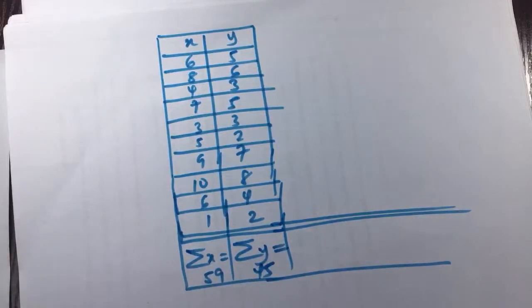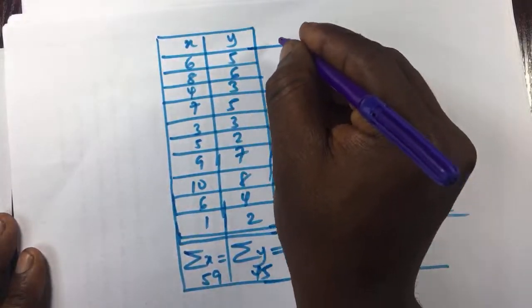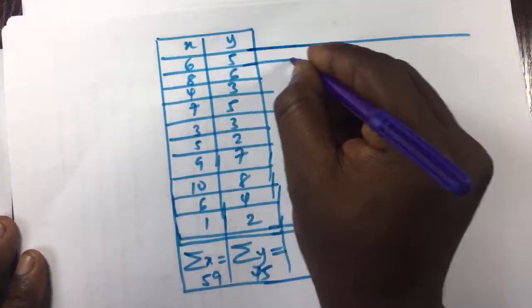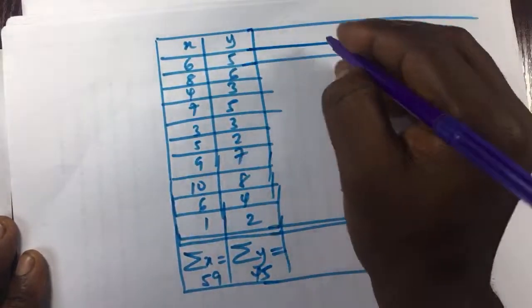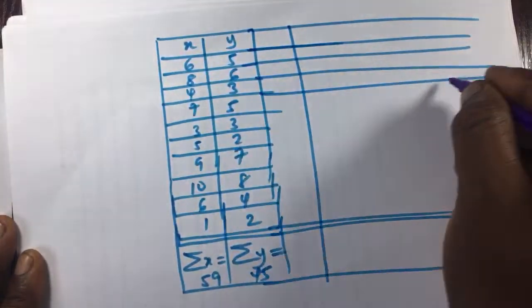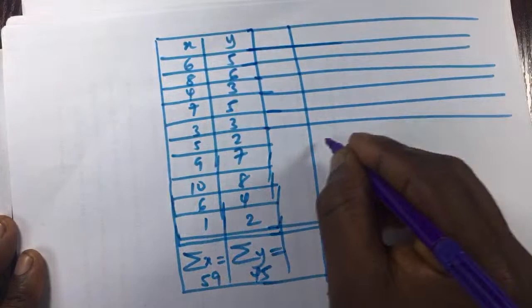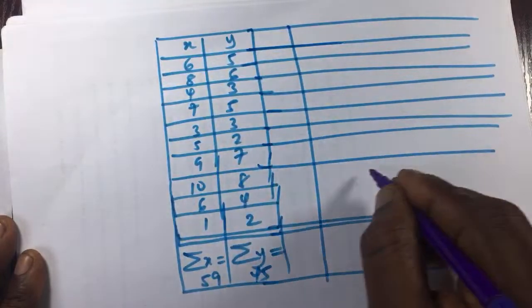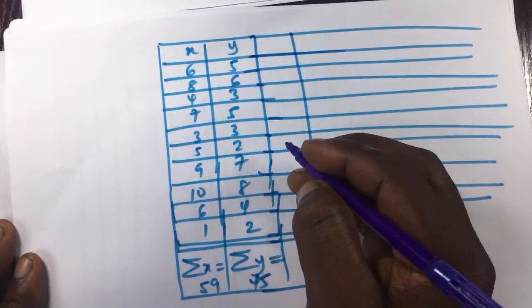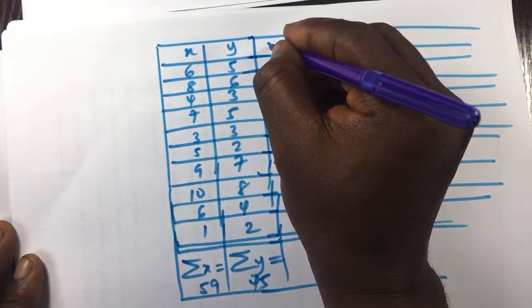Now that we've obtained the summation of x and the summation of y, let us now put in other columns we need. So we are going to put in extra columns. I'm going to expand this. You do this if you are writing an exam or answering questions such as this. So next I'm going to put x squared.